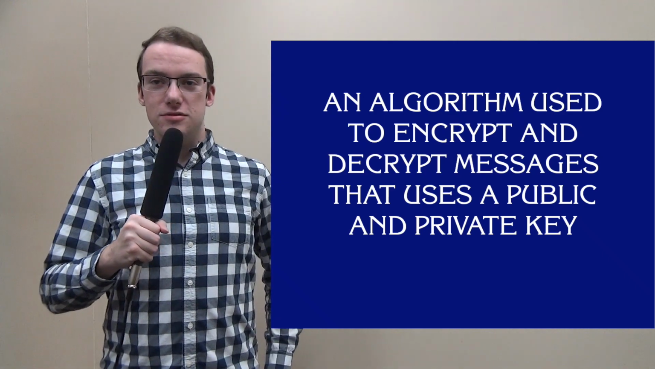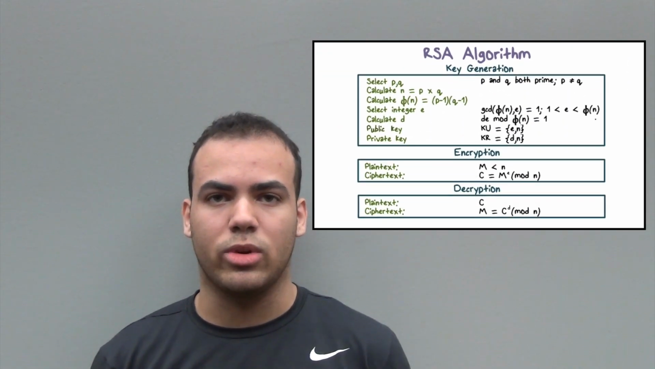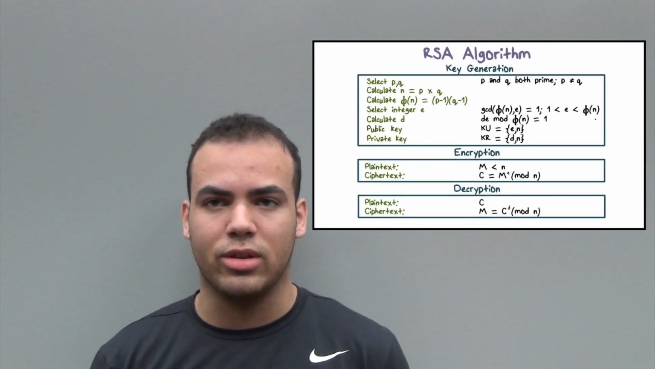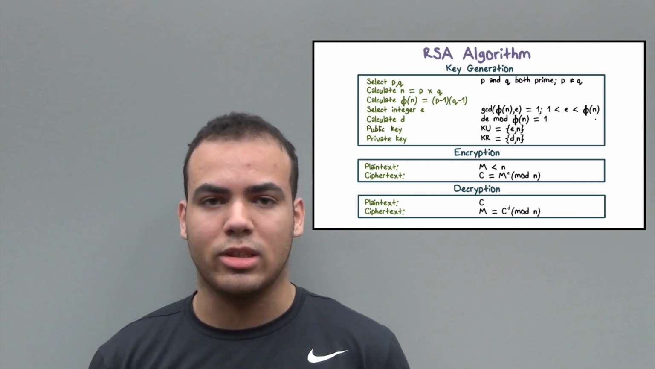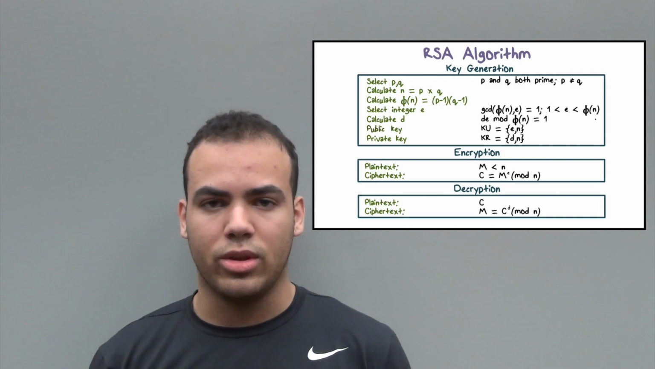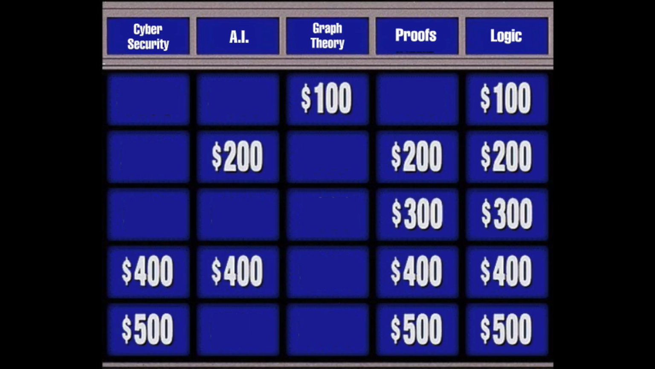I'll take cybersecurity for 400. An algorithm used to encrypt and decrypt messages that uses a public and a private key. What is RSA encryption? The RSA algorithm is used for secure data transmission, where the public key is used to encrypt the message and a private key is used to decrypt it. The private key can't be found from the public key since both keys only work one way. We can use Euler's totient theorem and modular arithmetic to create our own key pairs. Correct, Ryan. What is your next category?